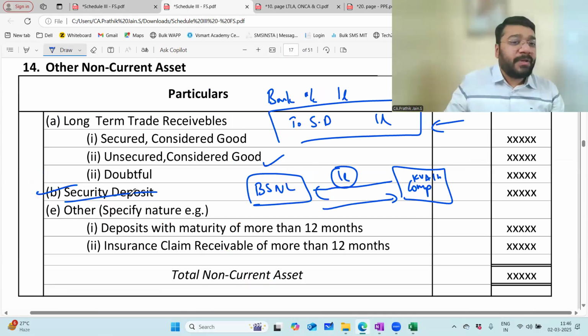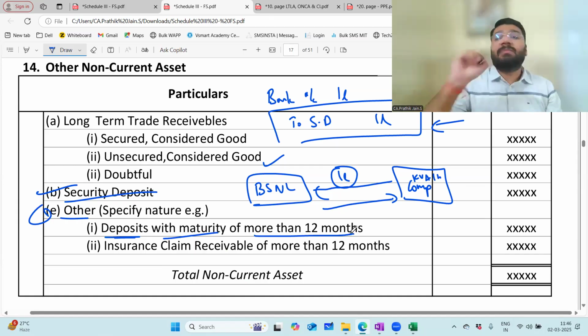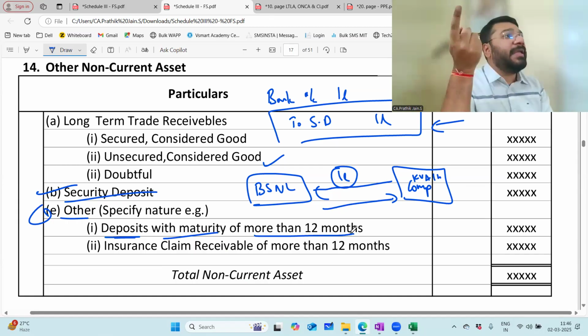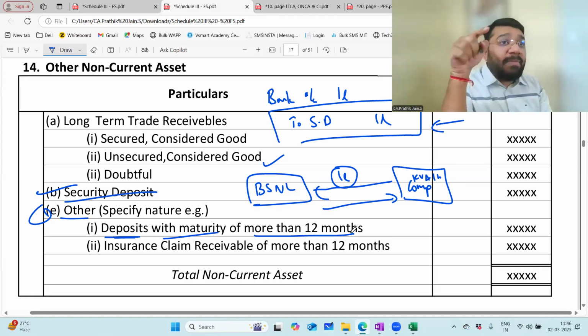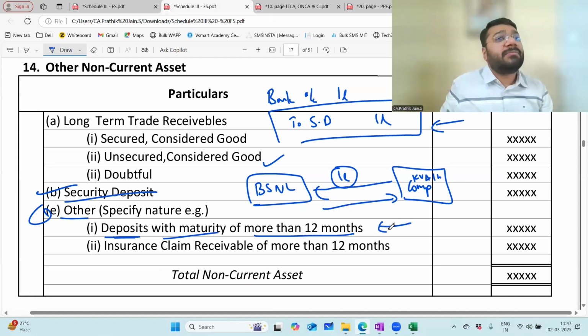Any problem? Next is other. Other means what? Deposit. Which deposit? Fixed deposit. You have put a fixed deposit in the bank with a maturity of more than 12 months. So if I put any fixed deposit in the bank where the money will come back to me beyond the benchmark date, then that is my other non-current asset. Sir, where will a maturity of less than 12 months go? You will say current investment. No, it goes to your cash and cash equivalent. Who's saying this? Schedule 3.